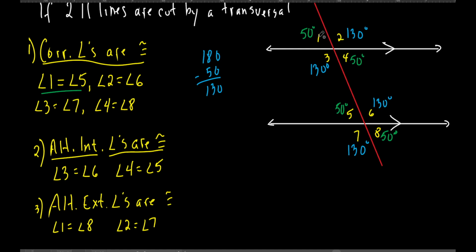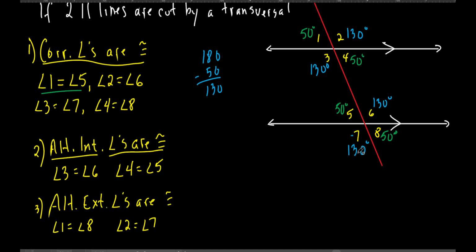So check this out. All I knew was one angle. I knew that angle 1 was 50 degrees, and that was it. And then I could find all 7 other angles. That's pretty nice, isn't it? Let's see if some of that stuff is true. Alternate interior. Well, 50 and 50, they're alternate interior. They're equal. 3 and 6, they're alternate interior. They're equal. 1 and 8, they're alternate exterior. They're equal. Look at 2 and 7, alternate exterior. They're equal.